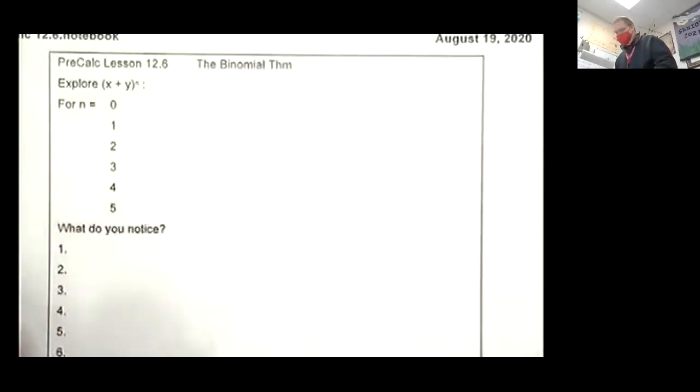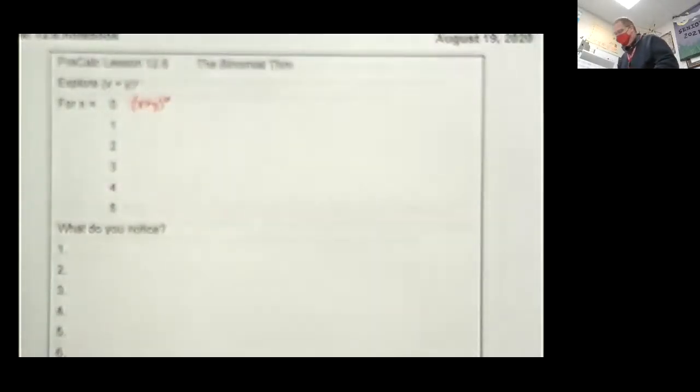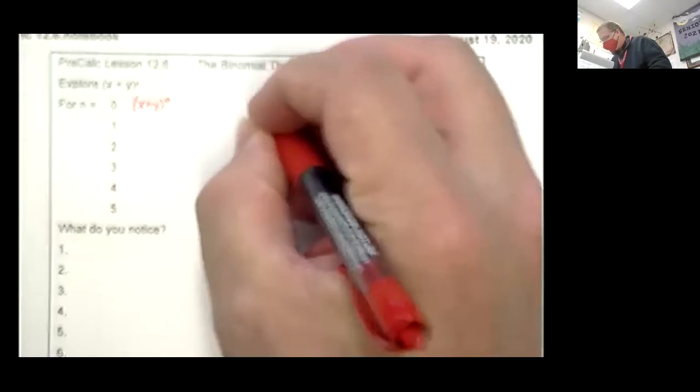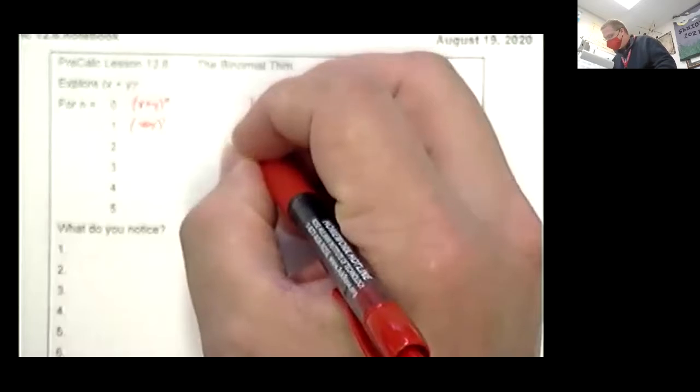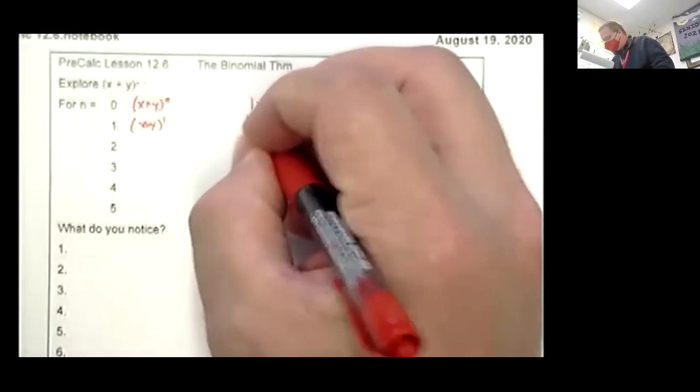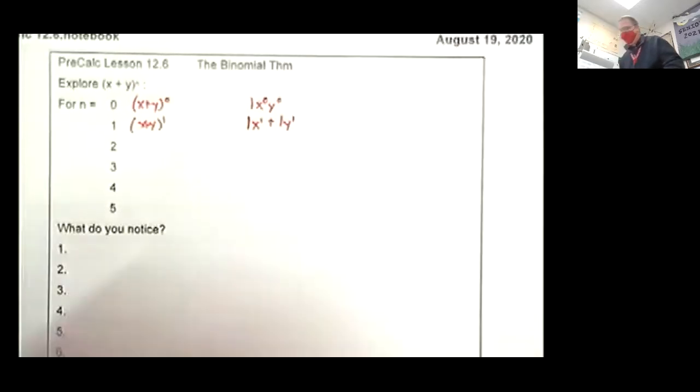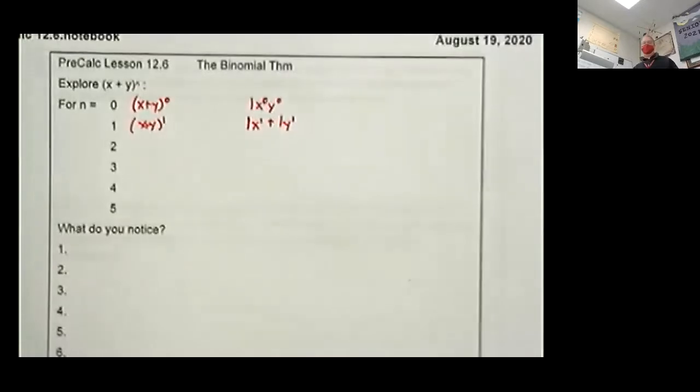For example, for n equals 0, what is x plus y to the 0th power? Well, that's nothing. That's 1. So it's 1, x to the 0, y to the 0. If we let x plus y to the first power, that gets us 1x to the first plus 1y to the first. I am going to write all of the coefficients and exponents just so we can see the patterns that are going to come when we fill those out here in a second.